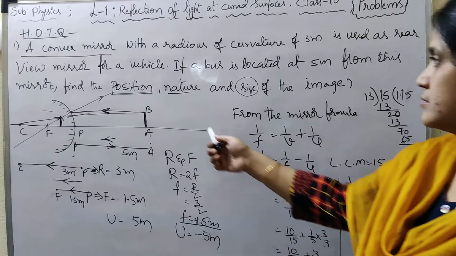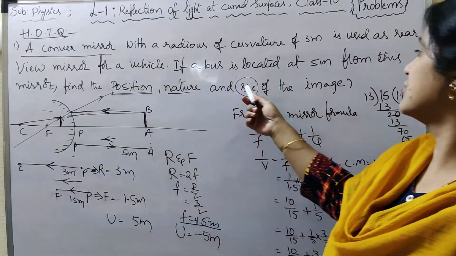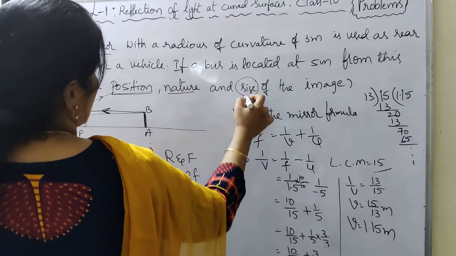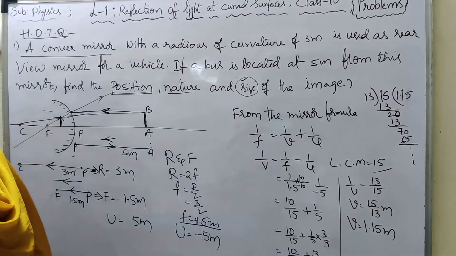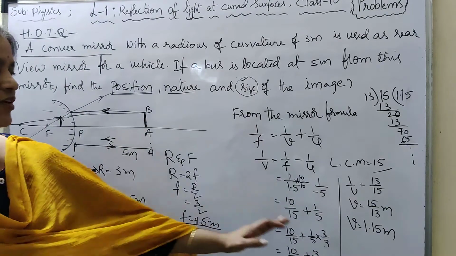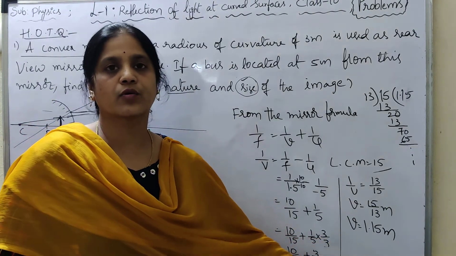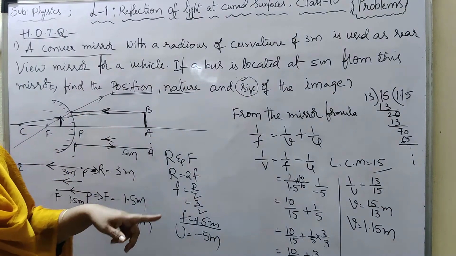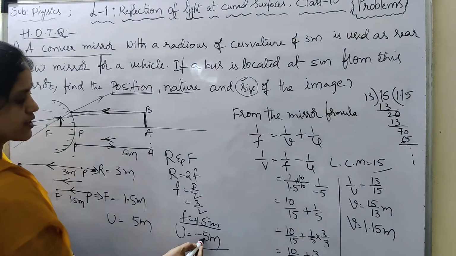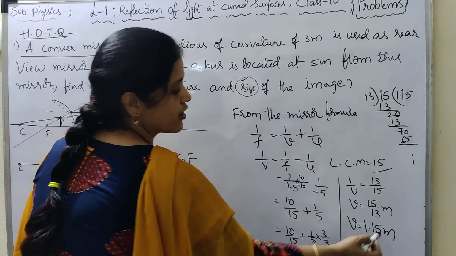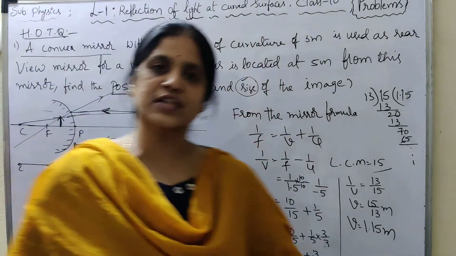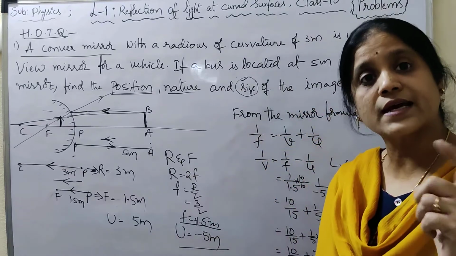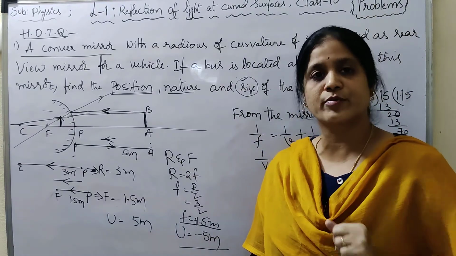Next, position, nature and the size of the image. The size also they asked. So to find out the size, we got only the V value. And when you compare this U and V, U is 5 meters, V is 1.15. So it is a diminished image. And what is the size of the diminished image? That we must find out.